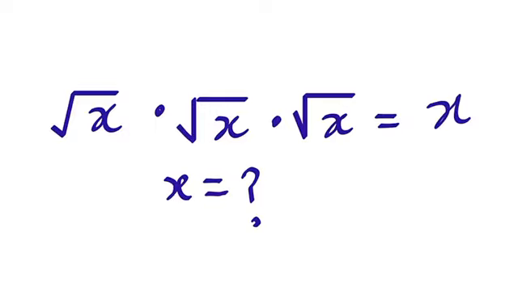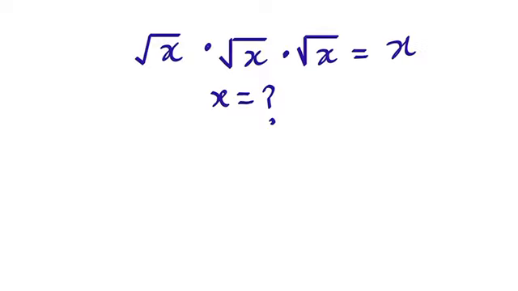We are looking for the value of x. So when you are given root x multiplied by root x multiplied by root x, according to what we have, we can have this to be root x, raised to the power of 3, then equals what? Equals x.